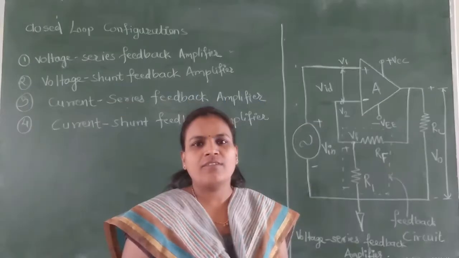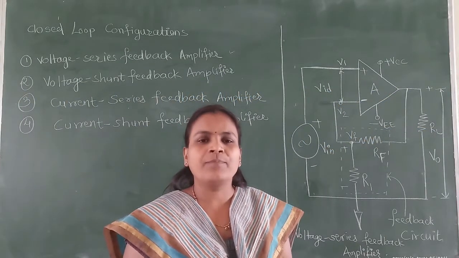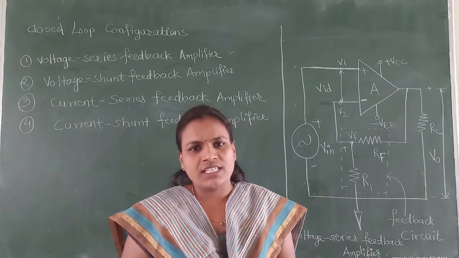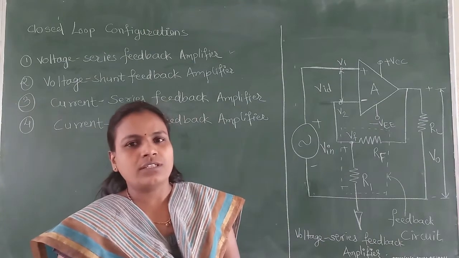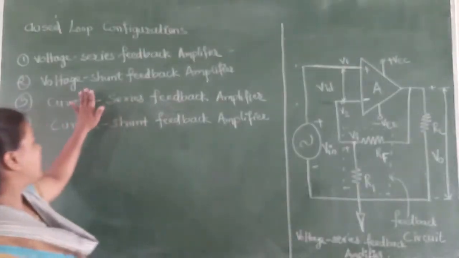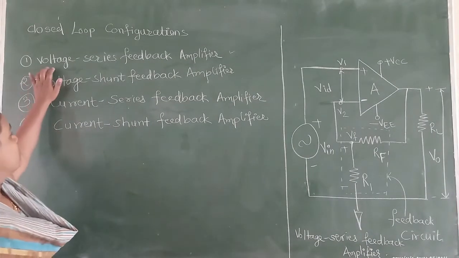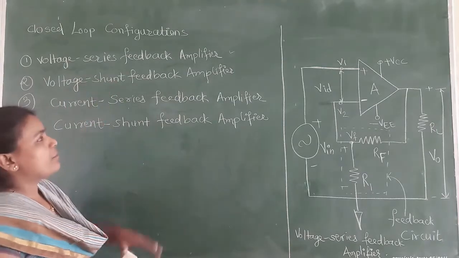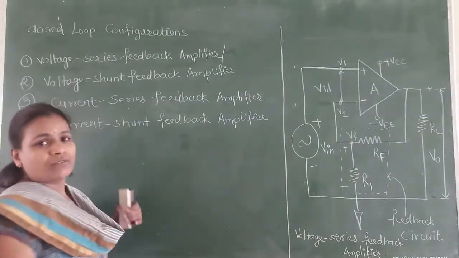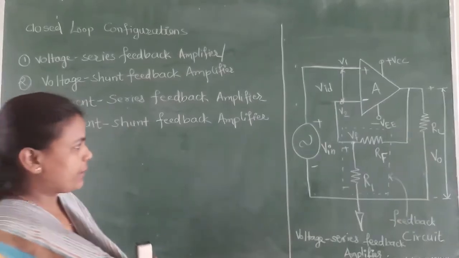Today we are going to see closed loop configurations of operational amplifier. There are basically four types of configurations: voltage series feedback amplifier, voltage shunt feedback amplifier, current series feedback amplifier, and current shunt feedback amplifier. Of these four types, the first, voltage series feedback amplifier, we are going to see today. We can also call this a non-inverting amplifier with feedback.